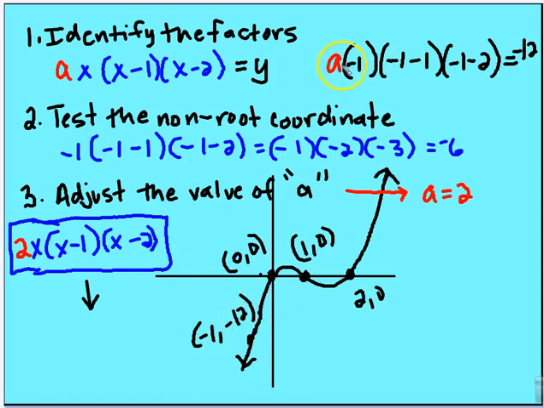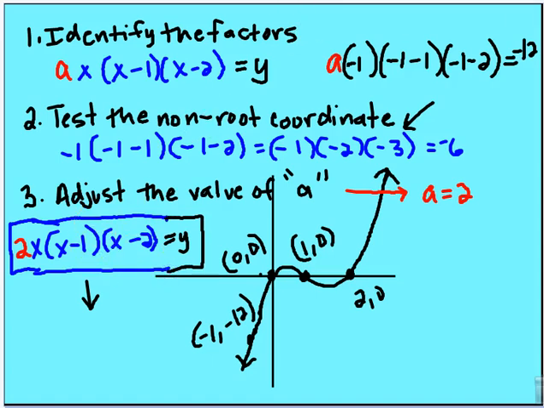So now we have to solve for a, right? And we end up in this function when we just substitute -1 in with -6. So a has to be equal to 2. So 2 times -6 is equal to -12. So we're going to write in the value of a here. 2 times x times x minus 1 times x minus 2 is going to be equal to y in this case. So that's how we create a polynomial function. First we find the factors, and then we test the non-root coordinate in the system, and then we're going to solve for the value of a.